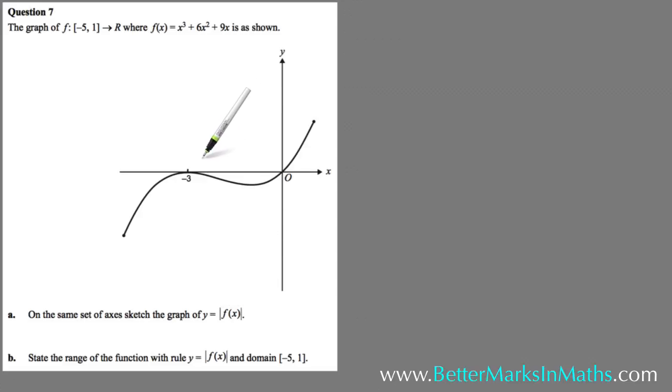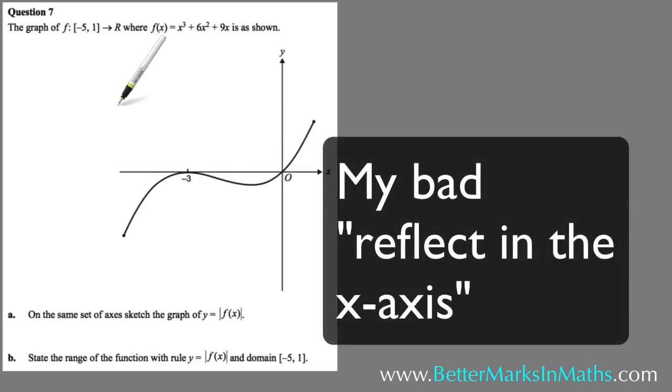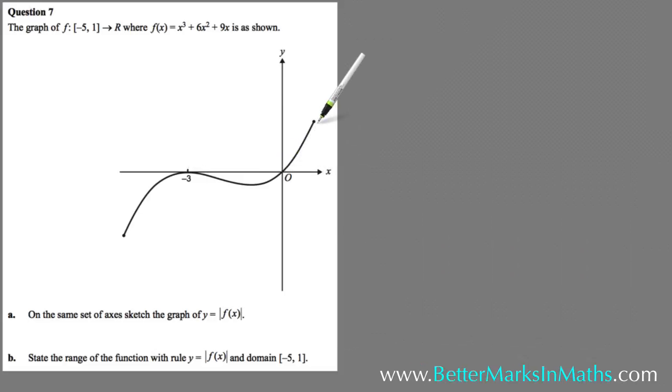So what you need to do with this graph is reflect the bits that are below the x-axis, the bits that have negative y values. In other words, from here to here, those two parts of the graph, reflect them in the line y equals x, and they'll be up here something like that. And then those two bits plus this bit here will be the graph of the absolute value of f of x. When you take the absolute value of positive y values, you end up with those same positive y values. So this part will not change. Only these two parts below the x-axis will.